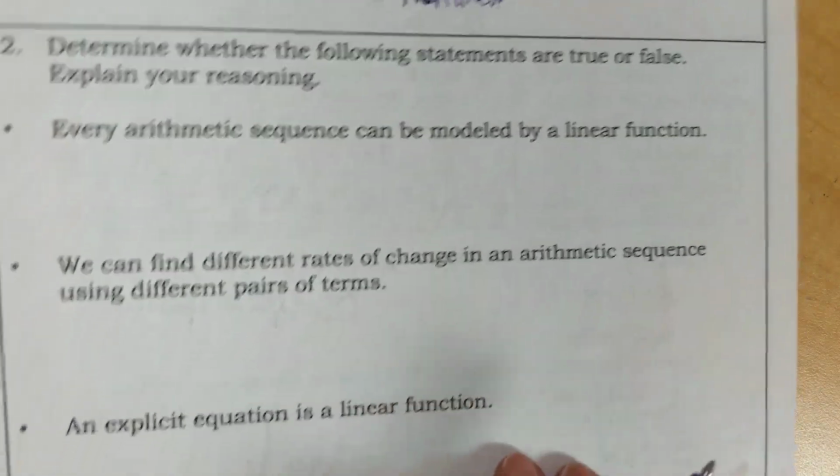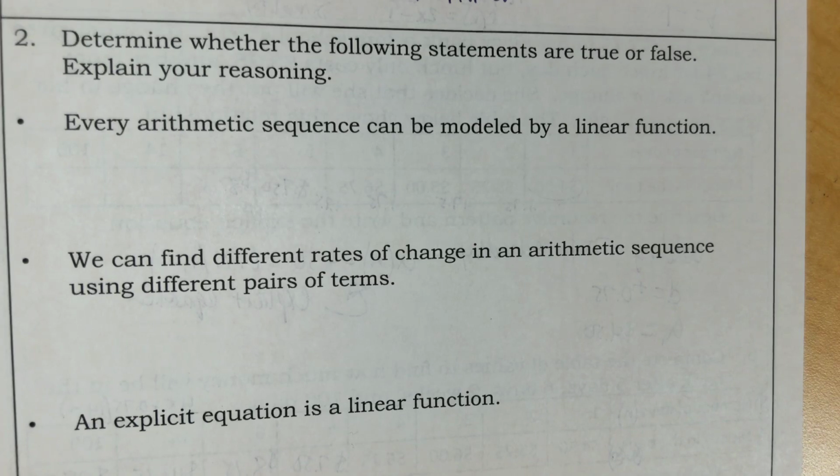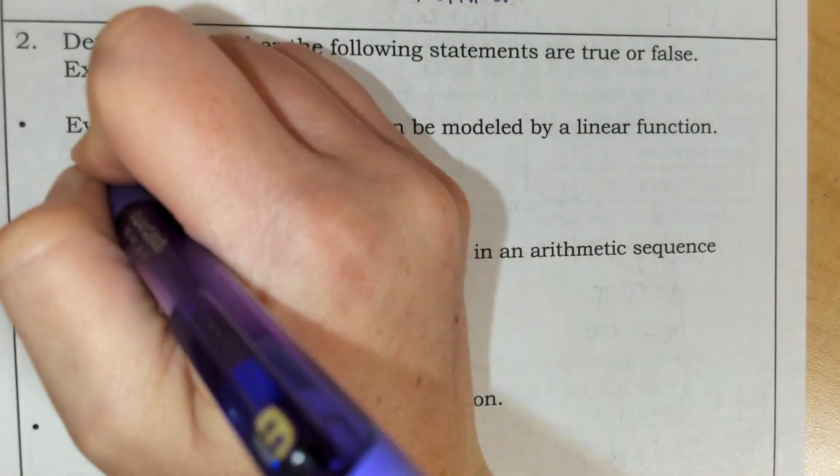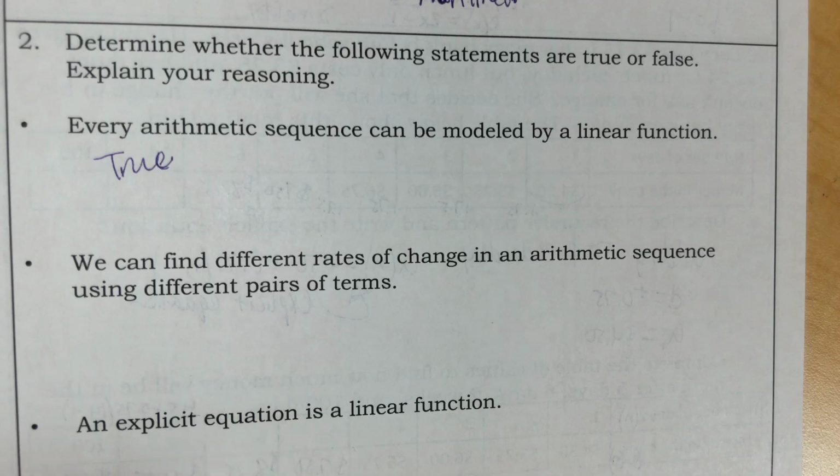All right, now the last couple of statements are just asking if they're true or false. Every arithmetic sequence can be modeled by a linear function. This is most definitely true, because linear and arithmetic both have a constant rate of change, and that's what makes them what they are. The arithmetic sequence has that common difference, that exact amount that's going to be increased each time, whereas a linear function also has the constant rate of change. So it's going to be true.